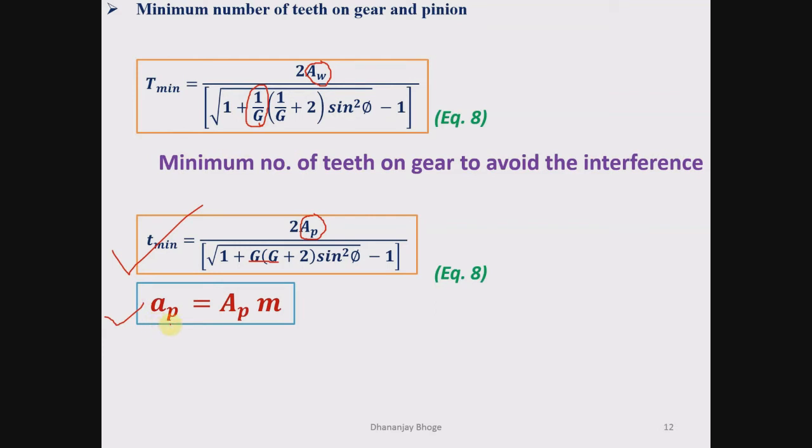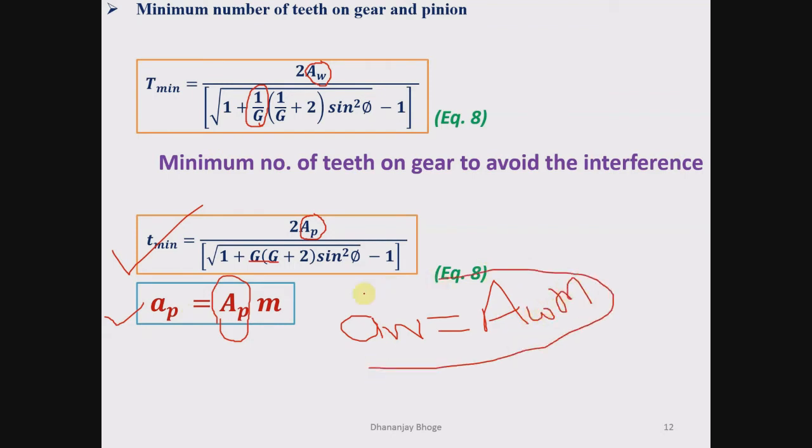It's very simple to remember, and you will remember this equation also. AP is addendum of pinion, which is always equal to addendum coefficient times the module, and this is also true for gear wheel. Addendum of wheel is equal to addendum coefficient times the module. So I hope all of you have written both these equations.